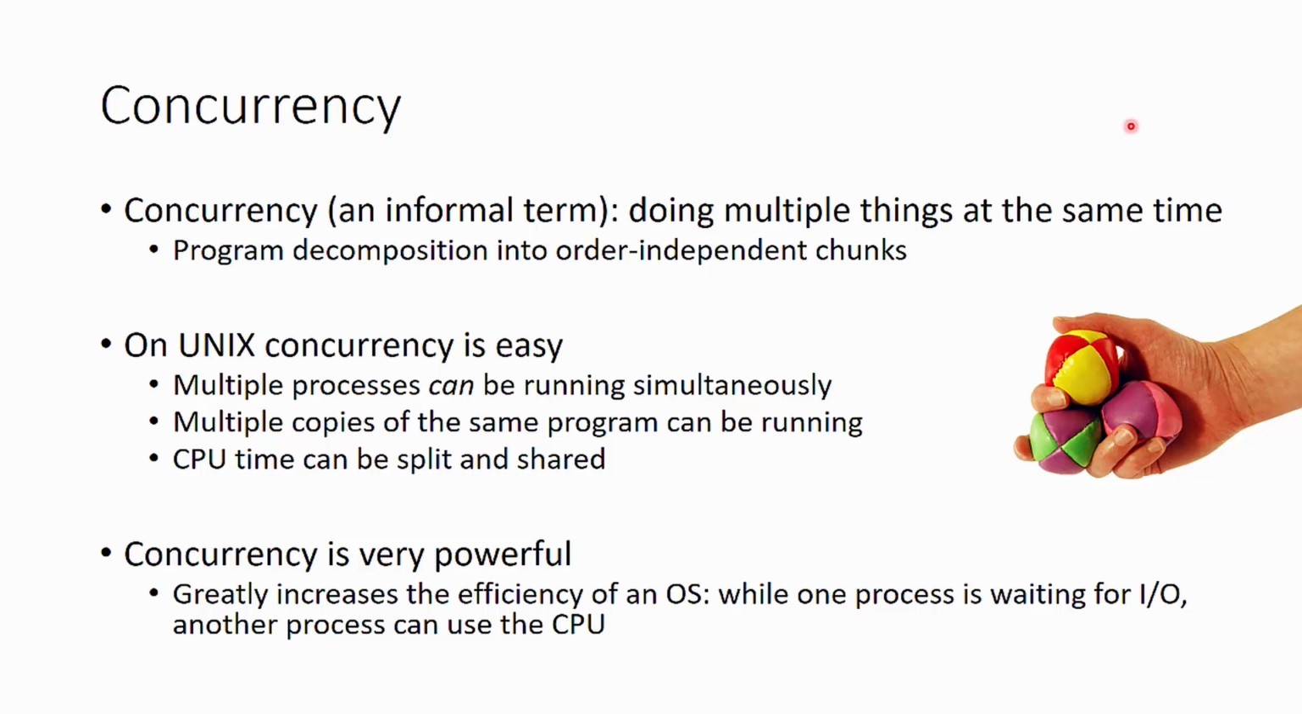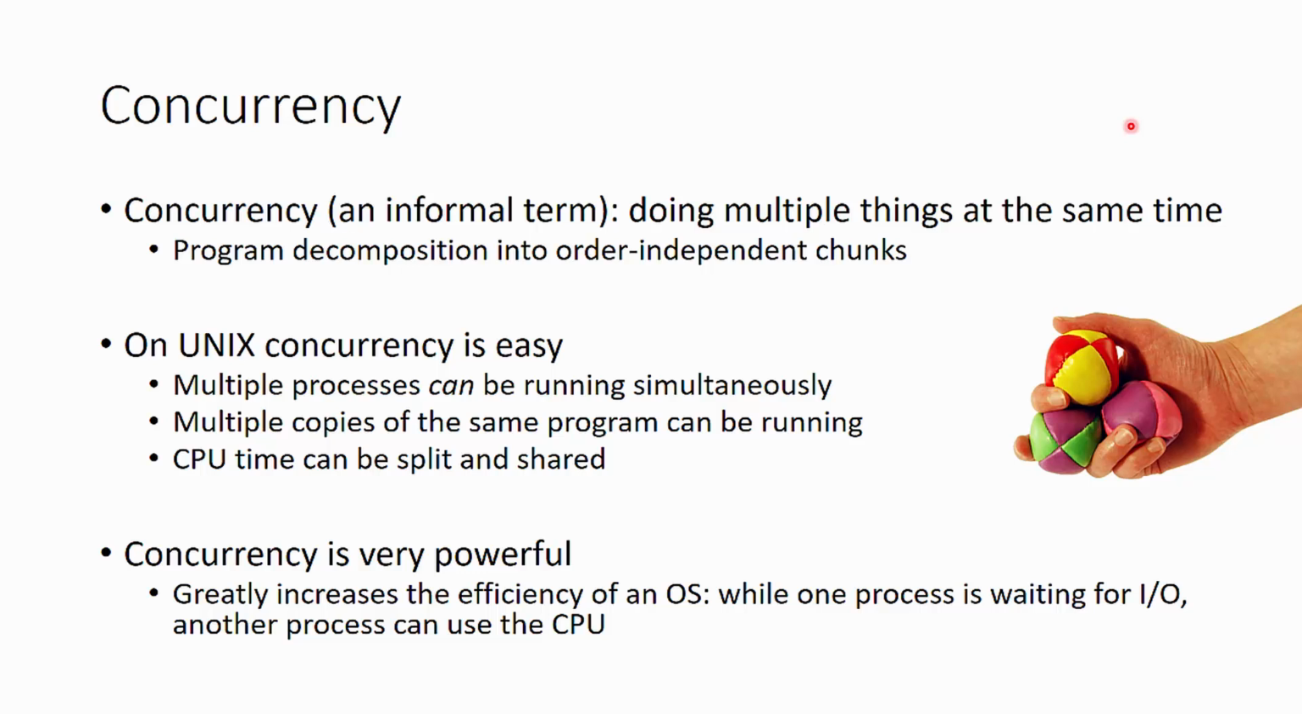And on Unix, concurrency is easy. Multiple processes can be running simultaneously. There's no problem with that. Multiple copies of the same program can be running. The CPU time can be split and shared amongst all the various processes that are running. Concurrency is very powerful. It is going to greatly increase the efficiency of that operating system.